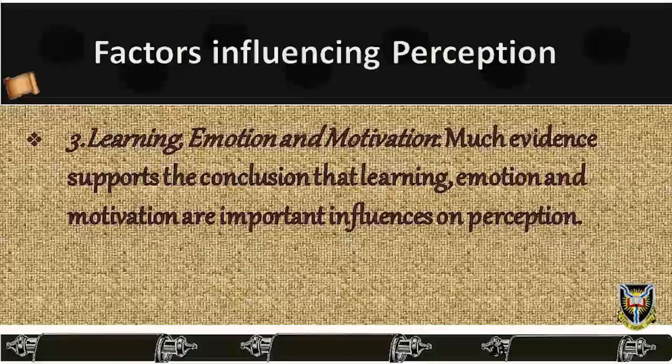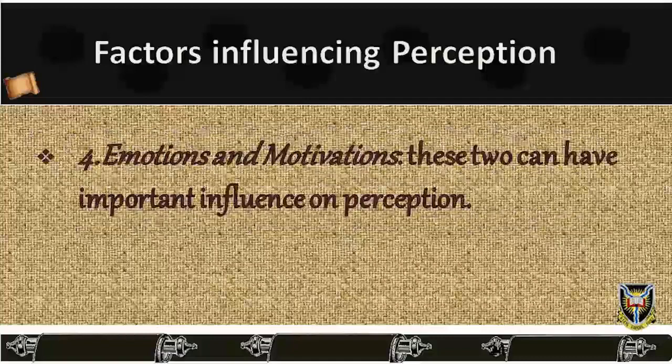Visual effects, called illusions, can also demonstrate the influence of learning and past experience. An illusion is not a false perception, as many people believe, but one that is inconsistent with another perception. 4. Emotions and motivations. These two can have important influence on perception. At times, severe emotional disturbance can prevent perception completely.